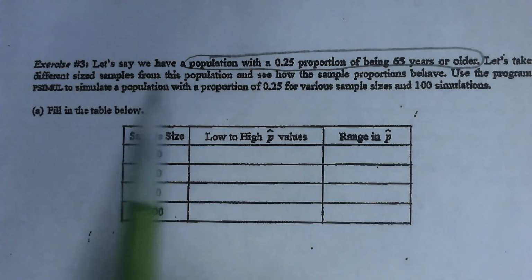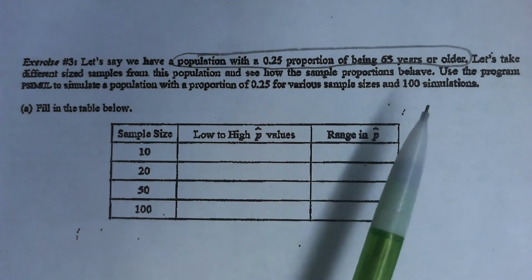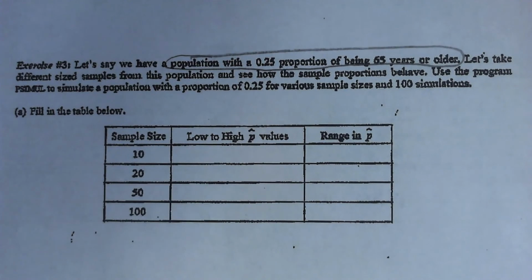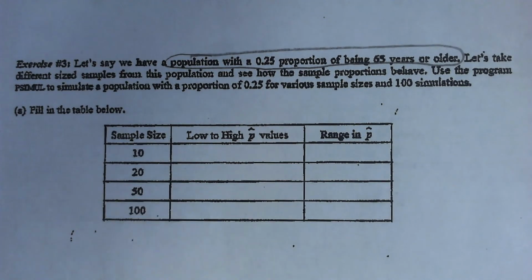So we're going to observe what happens when you take different sized samples. Like if I only sample 10 people from Buffalo versus sampling 20 people versus sampling 50 versus sampling 100. Does anyone have any idea what sample size does? What do you think, Lucas?